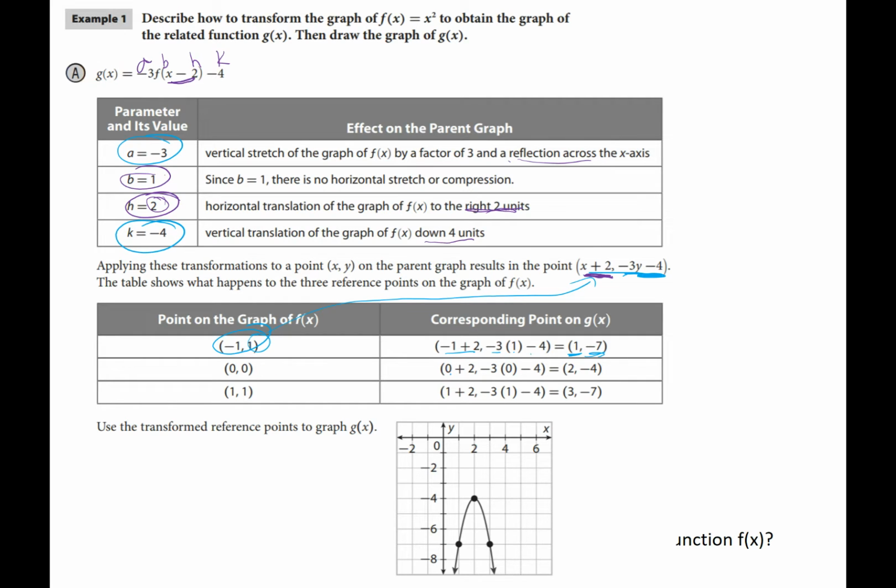So we plug in a 0 to the x plus 2. We get 0 plus 2 is 2. And then we get negative 3 times, put the 0 in for the y, times 0 is 0, minus 4 is negative 4. We're going to plug in the 1, 1. So we put 1 plus 2 for the x plus 2, and that gives us a 3. And then negative 3 times 1 is negative 3, minus 4 is negative 7.